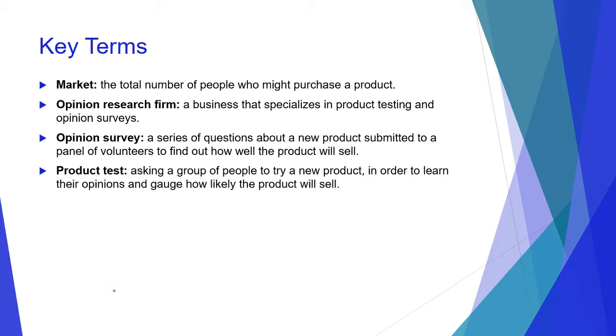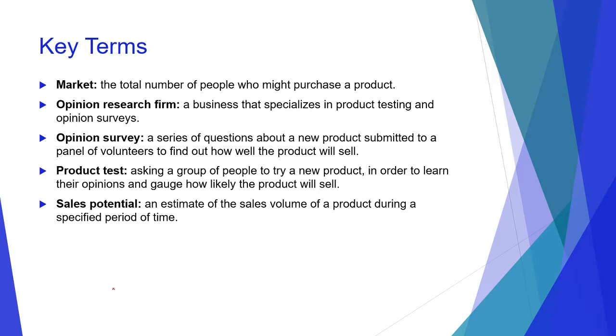They'll ask you things like, do you like this, what could be changed, etc. That's opinion survey. Product test is asking a group of people to try out a new product in order to learn their opinions and gauge how likely the products will sell. Sales potential is an estimate of the sales volume of a product during a specified period of time.